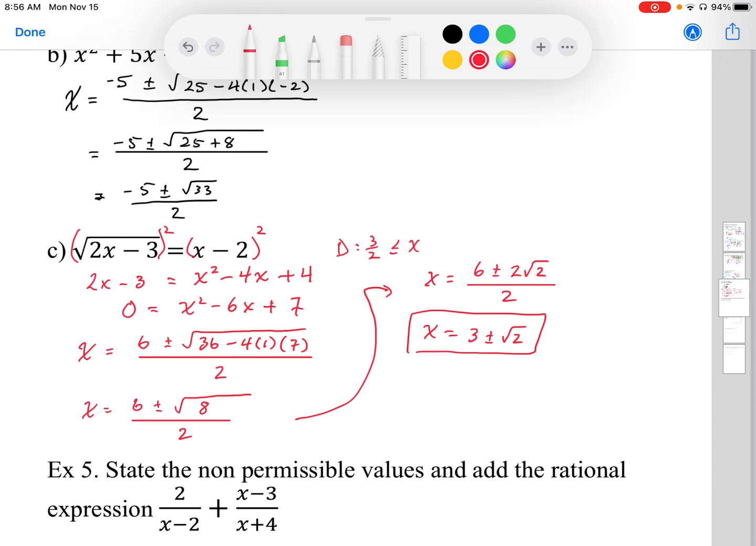The decimal number is approximately, I'll work this out. 3 minus root 2 is 1.59, and that fits in the domain of being bigger than 1.5. And then the other solution is 3 plus root 2, which is about 4.41.